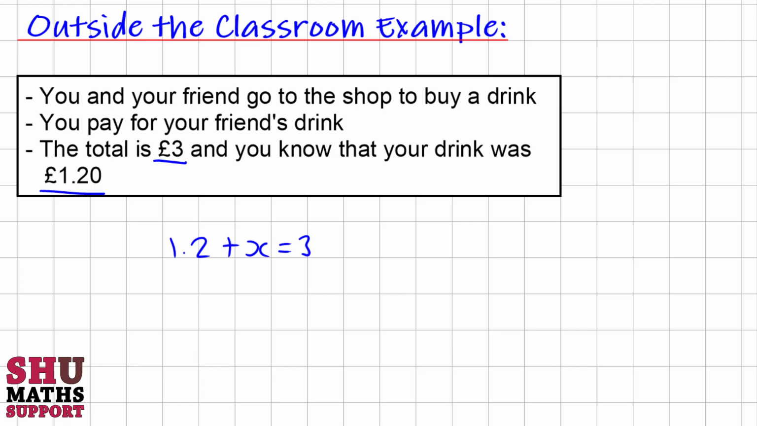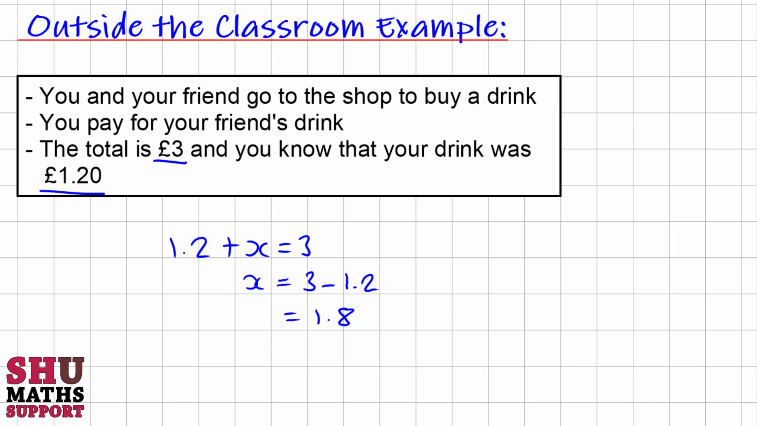Then you filled in the gaps and said, well, £1.20 plus £1.80 is equal to 3, so the drink must have been £1.80. We can write this as x is equal to 3 minus 1.2, which is equal to 1.8, so we have £1.80. Pretty simple, and you wouldn't really do this mathematically, you would just do it in your head.